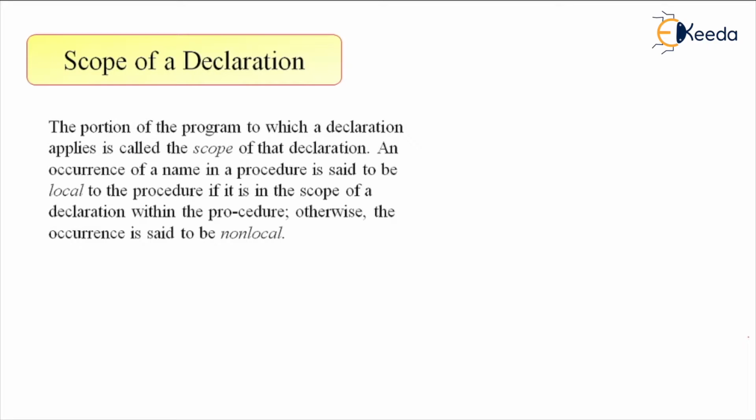Welcome again, and here we'll talk about a few small issues, which is scope of the declaration. There are certain issues related with this. Let me read out: the portion of the program to which a declaration applies is called the scope. If I write a main function and say int a, close the bracket, and there are various statements, the declaration applied to this entire a is the scope of the variable.